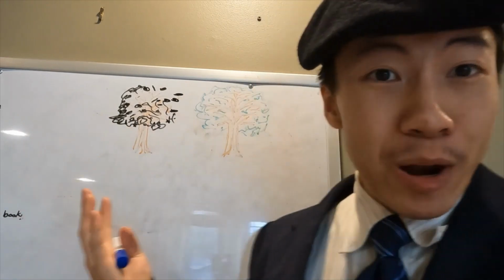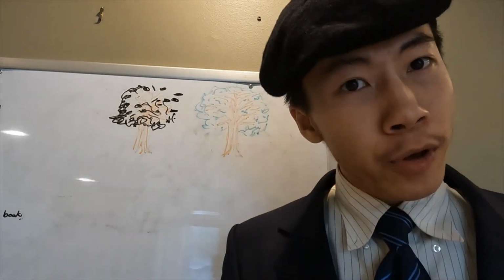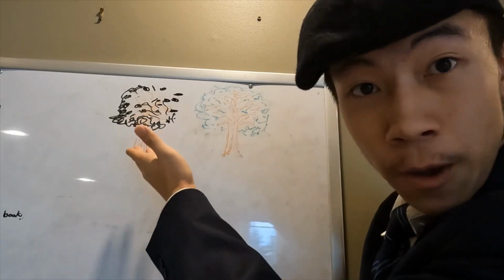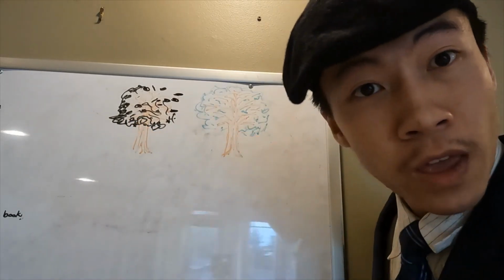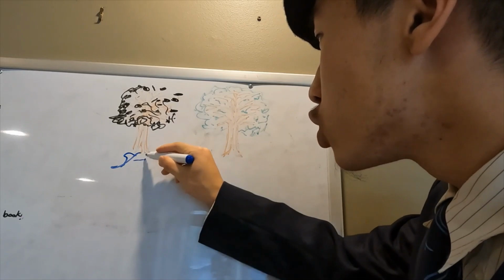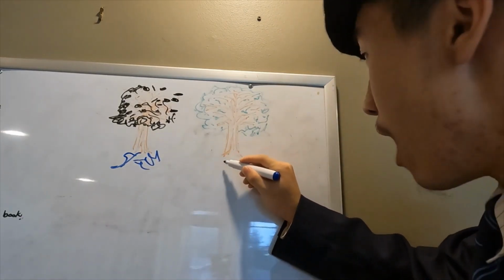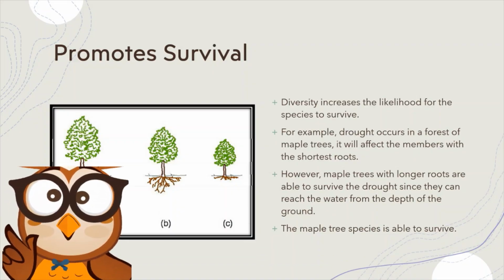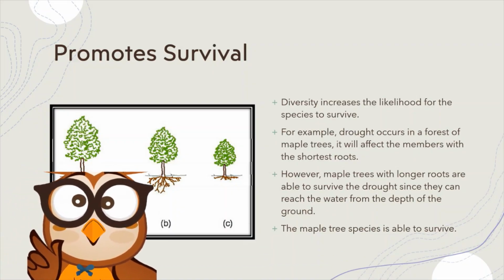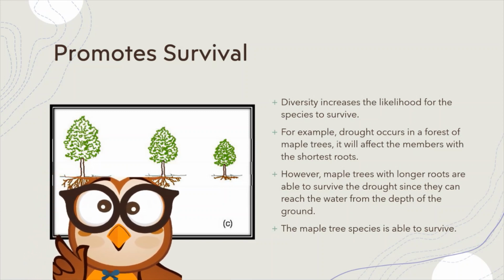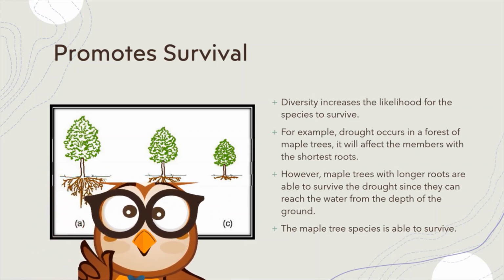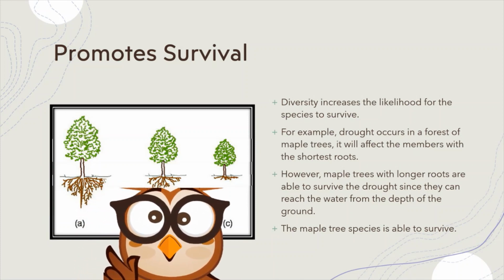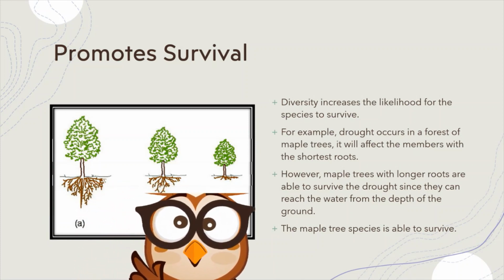When organisms reproduce sexually, there is a lot of room for variety. If we use maple trees, for example, some members of the species will have dark leaves, others will have green leaves. Some of them will have short roots, others will have long roots. Plant sexual reproduction therefore favors the survival of the species in the event of natural disasters. For example, when a drought occurs in a forest of maple trees, it will affect the members with the shortest roots because they are not able to reach deeper in the soil for water. However, maple trees with longer roots will be able to survive the drought since they can reach the water from the depths of the ground.